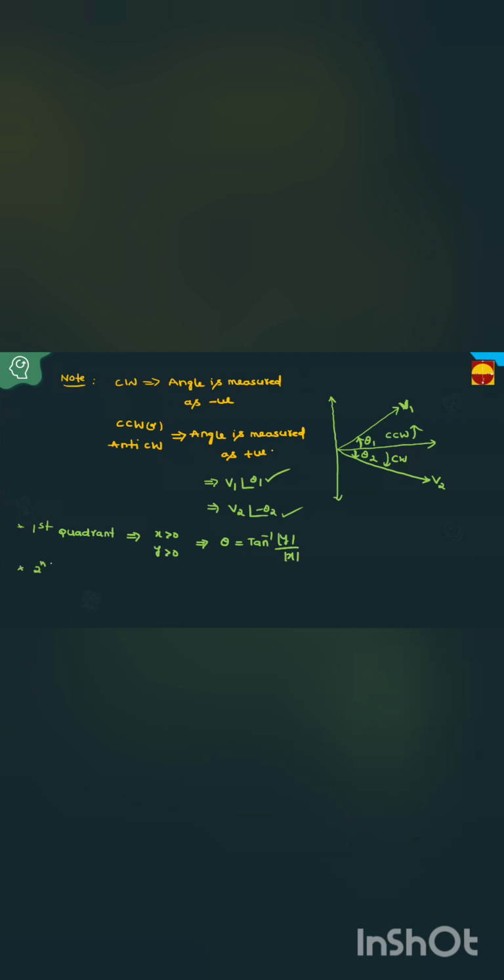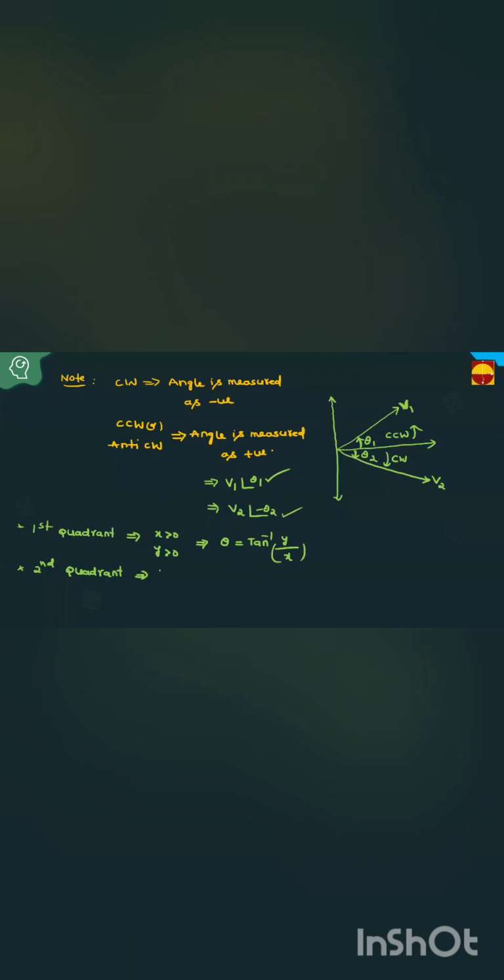Next, second quadrant. In the first quadrant, both are always positive, so there is no need to take the magnitude; directly take y by x. We don't have any positive and negative there, so it is always positive: tan inverse y by x. Then second quadrant: x less than 0, y greater than 0. Then what is theta, students? 180 minus tan inverse of modulus of y by x. All are positive only because these are distances.